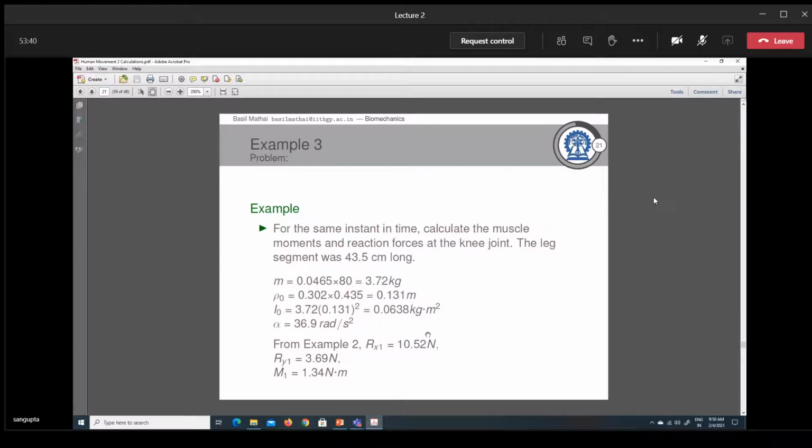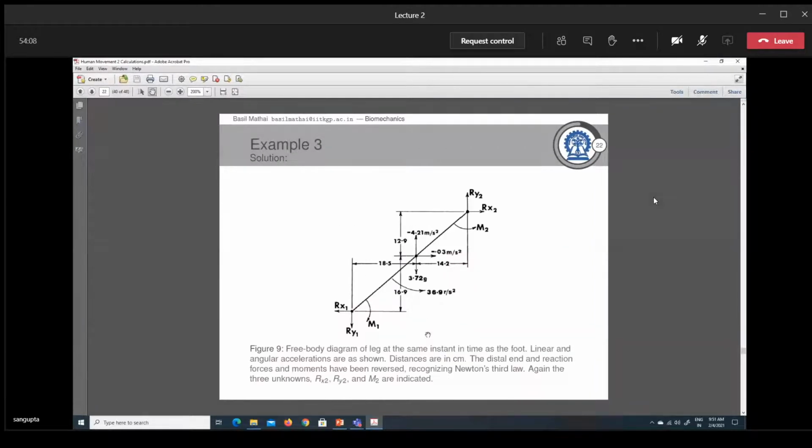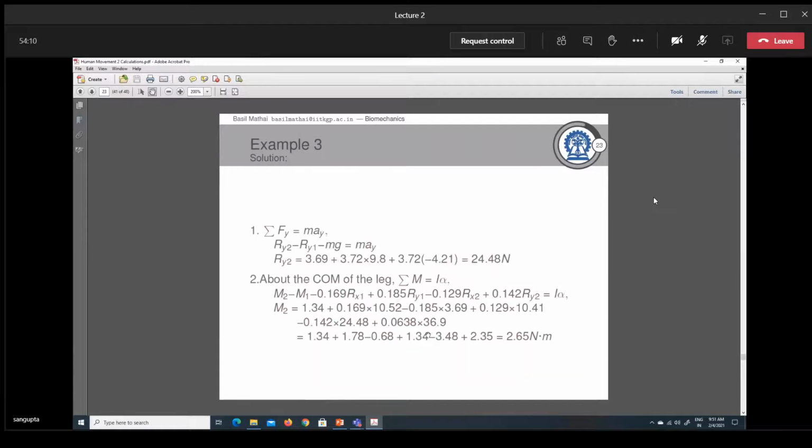Okay, so from foot to knee joint. So example 3, how we are calculating the moments and reaction forces at the knee joint. So we are moving up. Started with ground reaction force. The foot touching ground, we calculate the joint reaction force and moment from ankle joint reaction force to knee joint, from knee joint to hip joint. We can move up. So that is example 3.